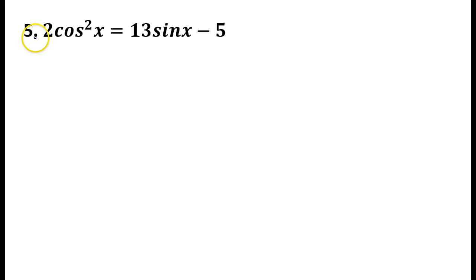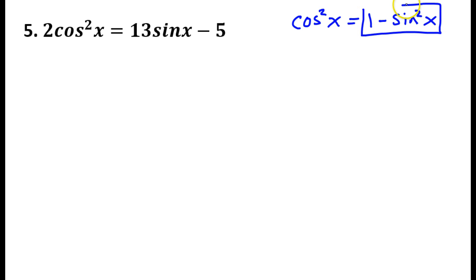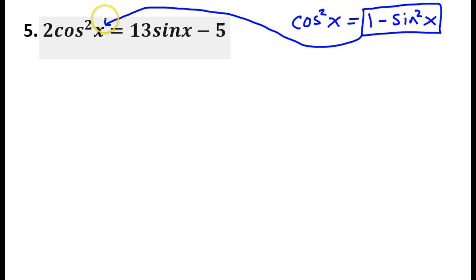Looking at problem number 5, I see that we have cosines and sines. That just won't do. I want all of one type. So let's use the fact that cosine squared is equal to 1 minus sine squared. That's something we have memorized, so I can substitute it right here.